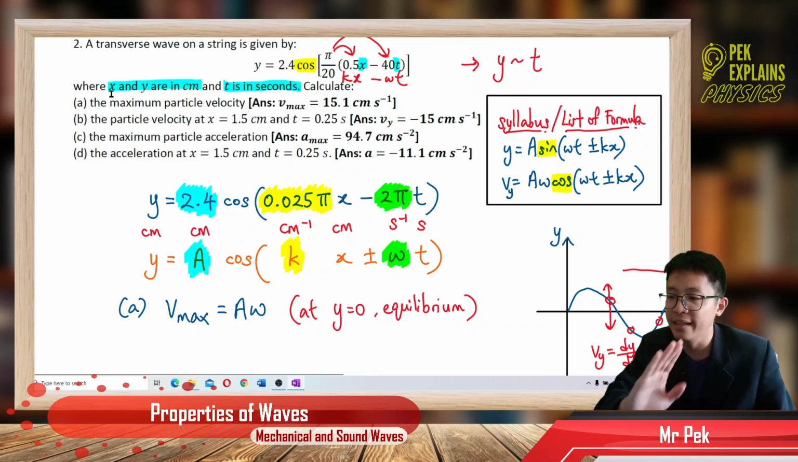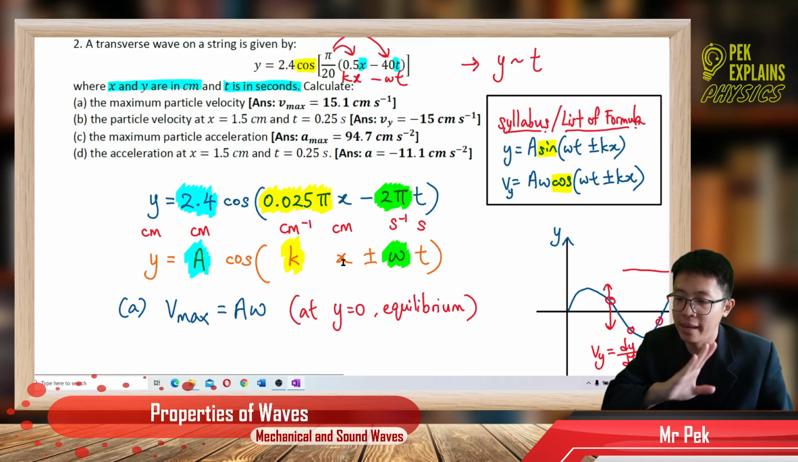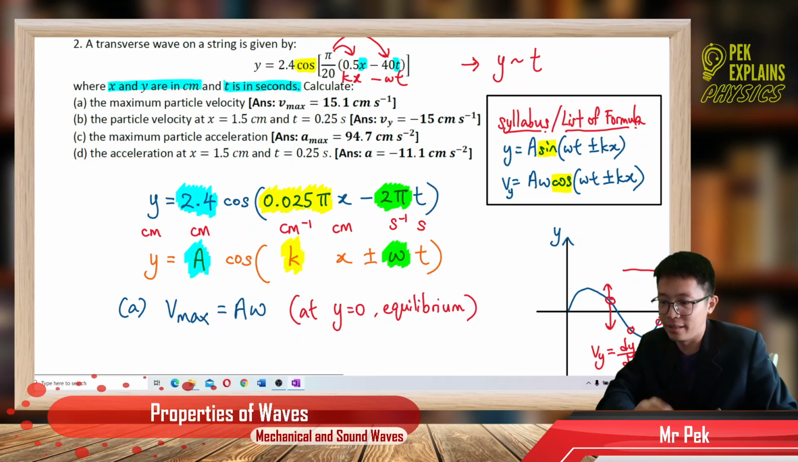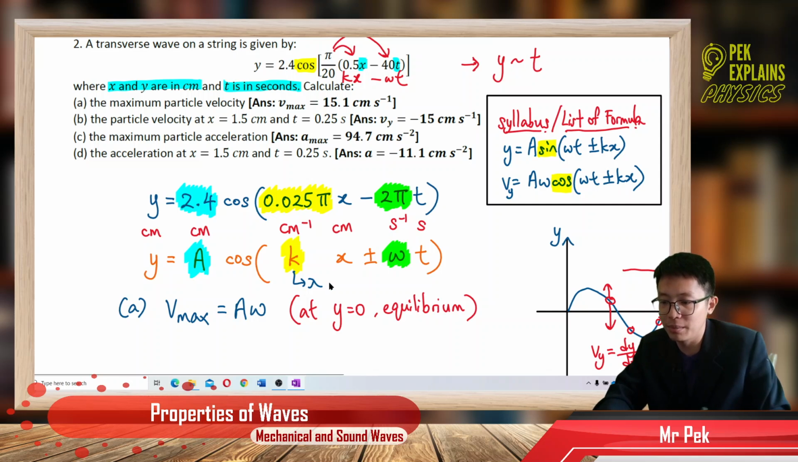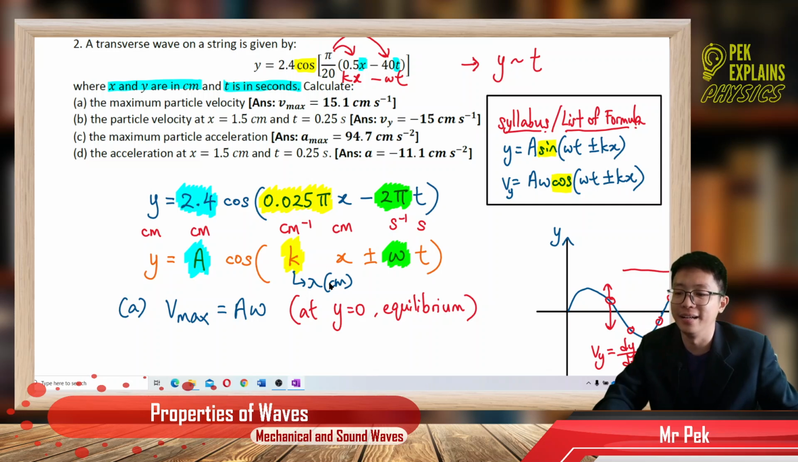And then he also says x in centimeter. x in centimeter, that means the wave number is per centimeter. So later on, from the wave number you can get lambda, isn't it? Because k is 2 pi over lambda. So if x is centimeter, k is per centimeter. That means your lambda is also in centimeter. Because k is per centimeter, your lambda is centimeter.